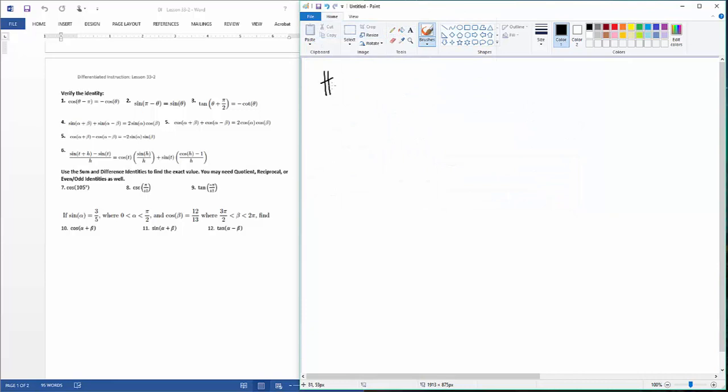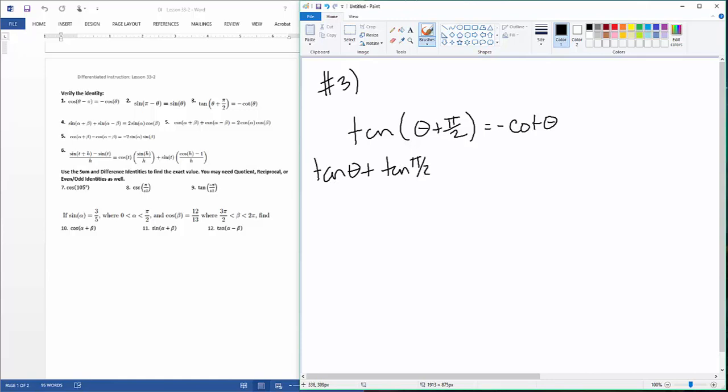Let's do number 3. So tangent of theta plus pi halves equals negative cotangent theta. So using the identity, I have tangent theta plus tangent of pi halves over 1 minus tangent theta minus tangent of pi halves. Whoops, that should be times.